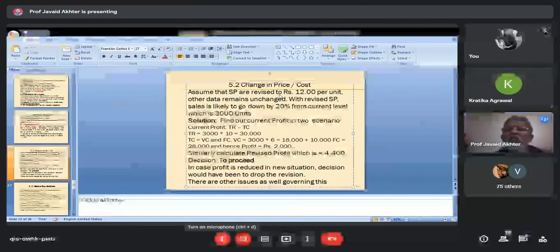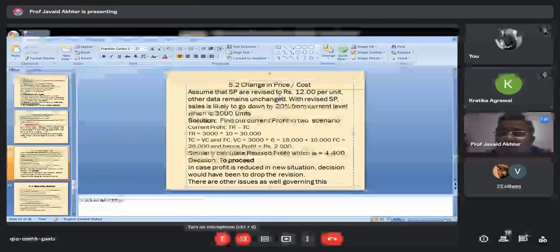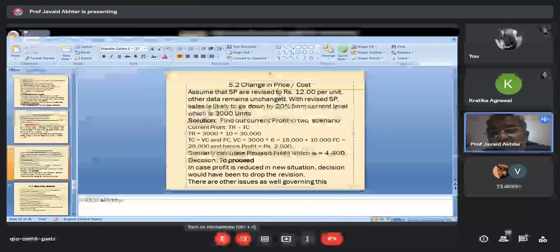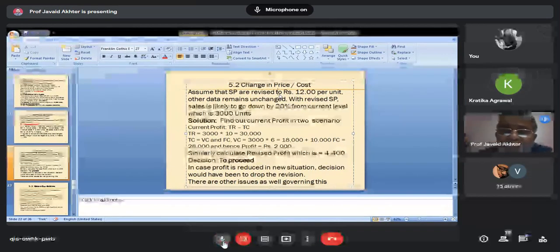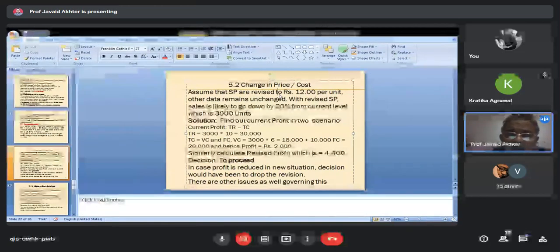So let me start with one part. We will continue with the one example that we have taken. It will save our time. What was the example? Can you recall? Sales price was 10. Variable cost was 6. Fixed cost was 10,000. So keep that example in mind.